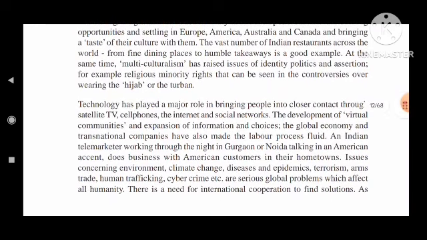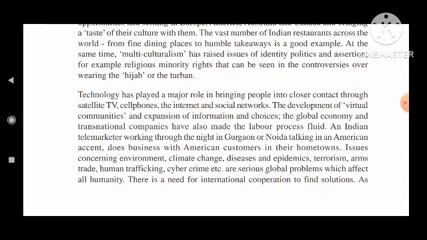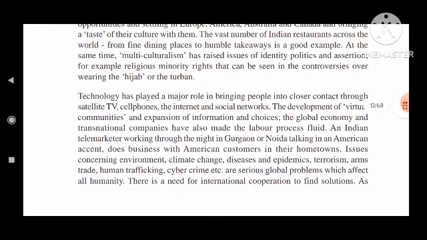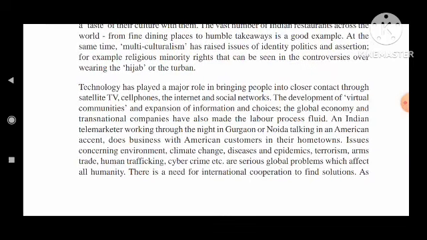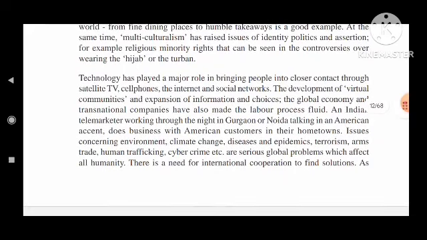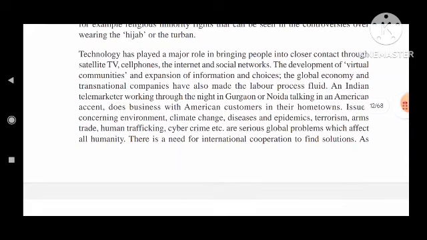The vast number of Indian restaurants across the world, from fine dining places to humble takeaways, is a good example. At the same time, multiculturalism has raised issues of identity politics and assertion. For example, religious minority rights can be seen in the controversies over wearing the hijab or the turban.